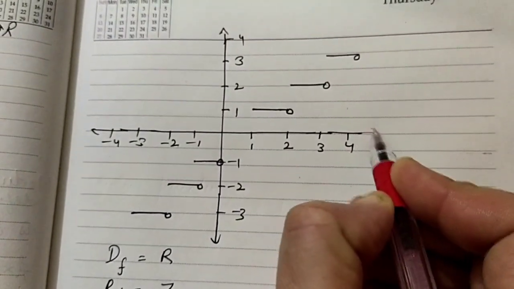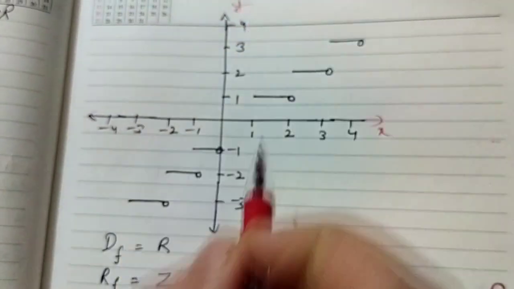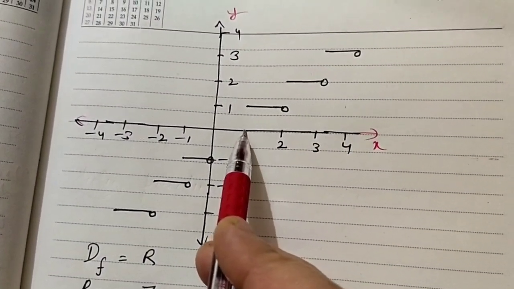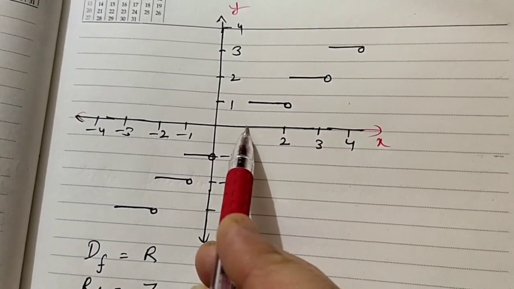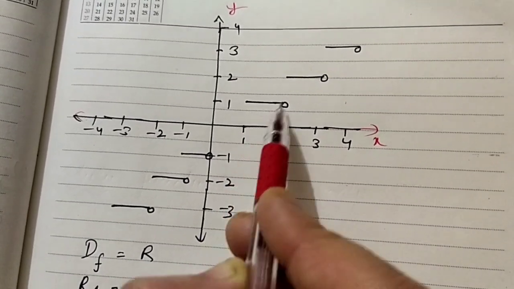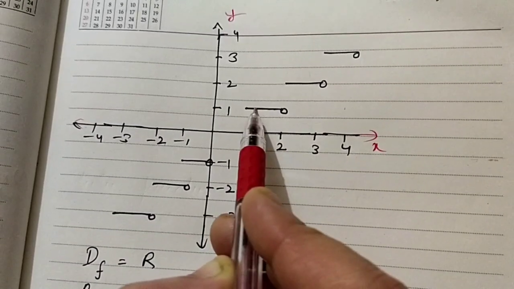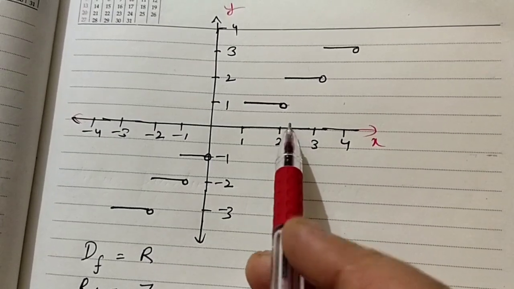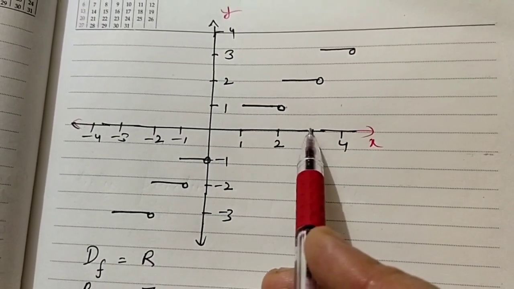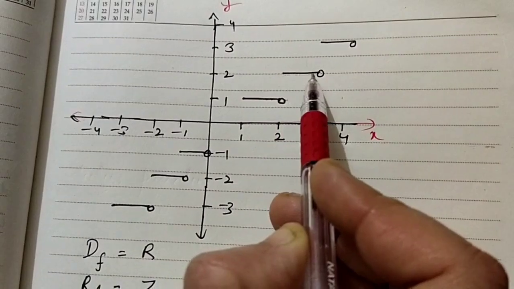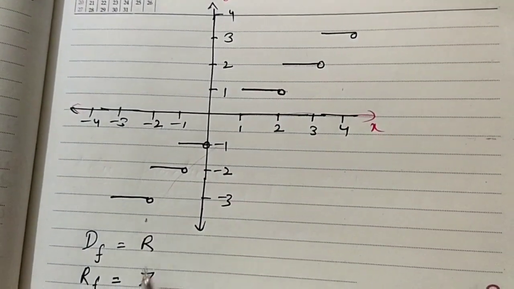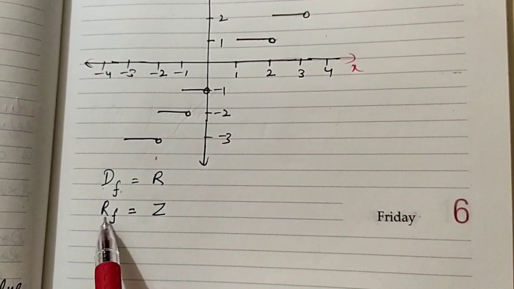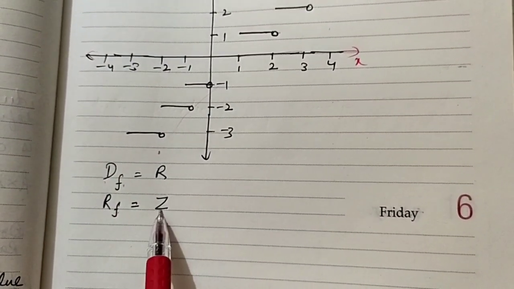This is the graph of greatest integer function. So this is x-axis, y-axis. For x greater than or equal to 1 but less than 2, y is 1 and this is not shaded. For values greater than or equal to 2 but less than 3, y is 2. Similarly, we can take other values. So domain of this function is set of all real numbers and range of this function is set of integer.